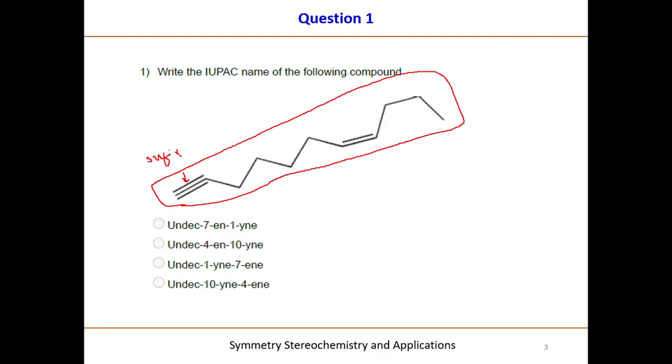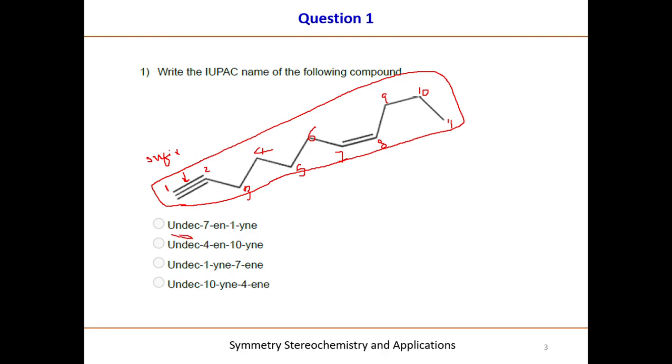Okay, so the suffix name will come last, and the numbering will start from the suffix side, as I told you in previous examples. So the numbering will start from the triple bond side. So this will become 1, 2, 3, 4, 5, 6, 7, 8, 9, 10, and 11. So there are 11 carbons present in this organic compound, and it's the longest linear chain part. So we will write undec.